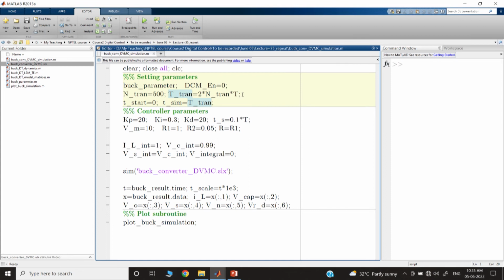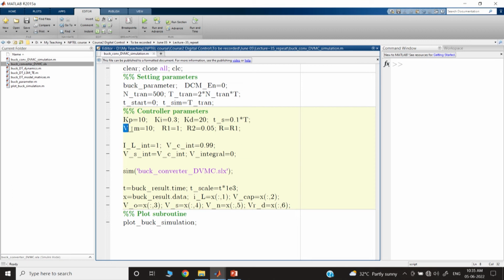We have taken the time period as 2 microseconds. So, the total number of cycles is 500 into 2, so 1000. So, 1000 into 2 microseconds, we are running for 2 milliseconds. So, the total simulation time is 2 milliseconds. For this case, we have set Kp to be 20, you can set 10, whatever you want, no problem. Then we are setting a delay time of 10, that means 10% of the time period, that is T by 10.